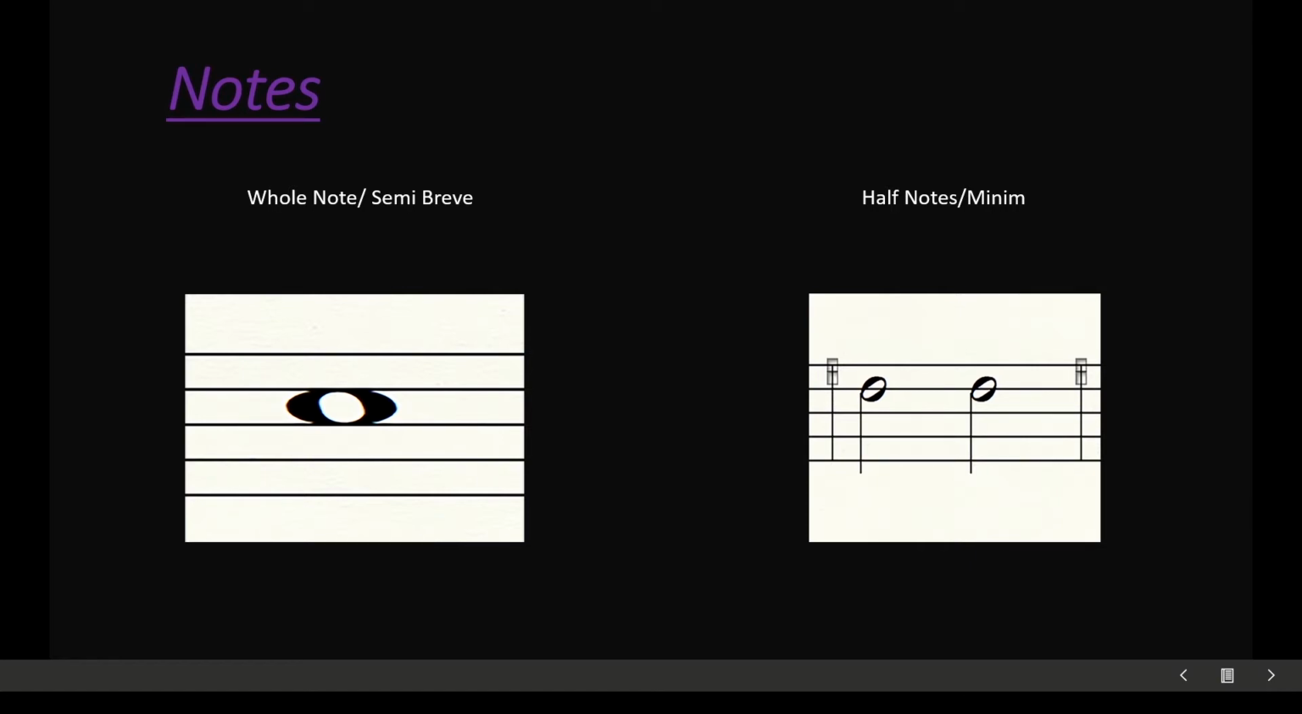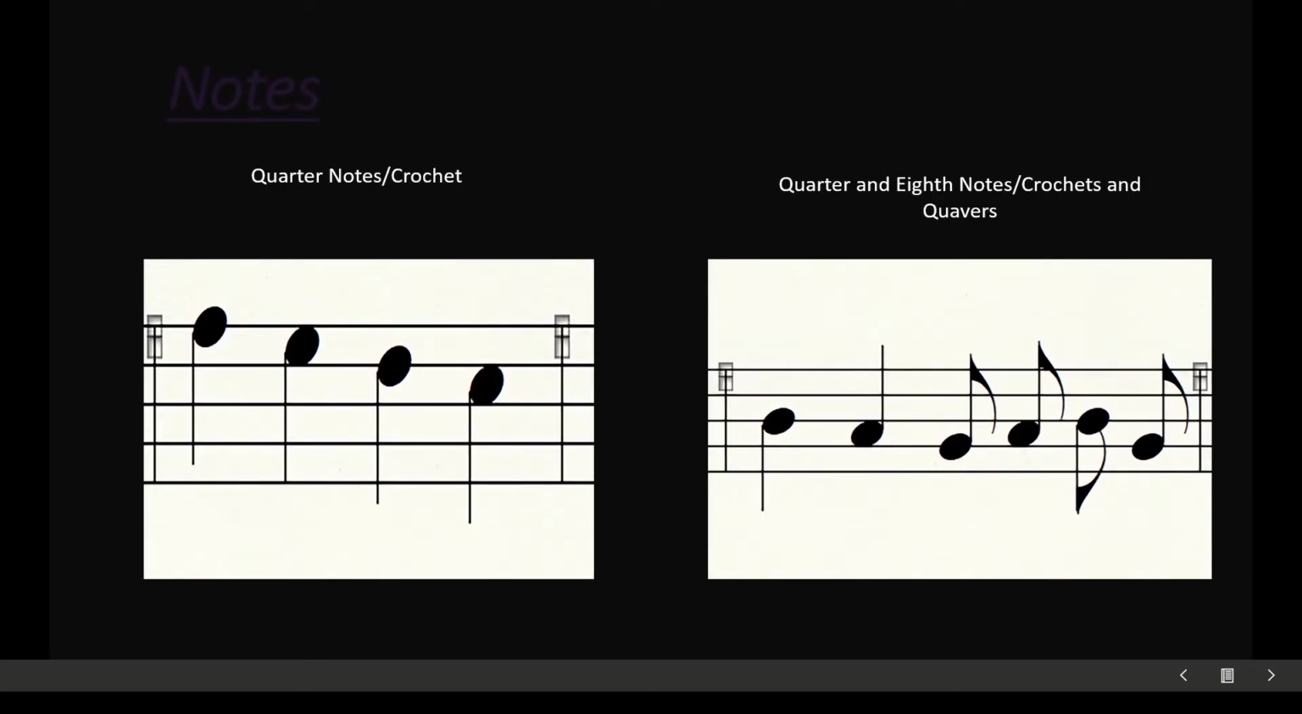Notice that you also have half notes. Notice the whole note is just a head. There's no stem or anything like that. And then the half note is a head with a stem. The quarter note, or the crochet, is a head, a stem, but the head has been filled in.